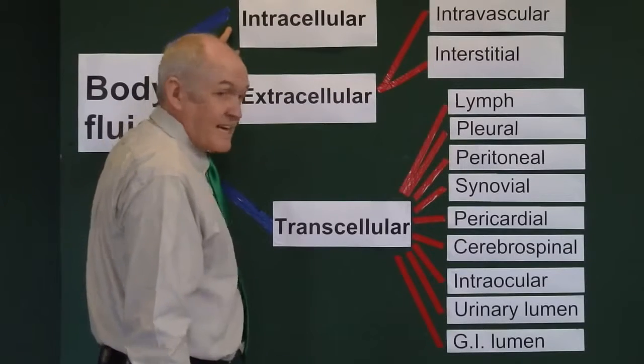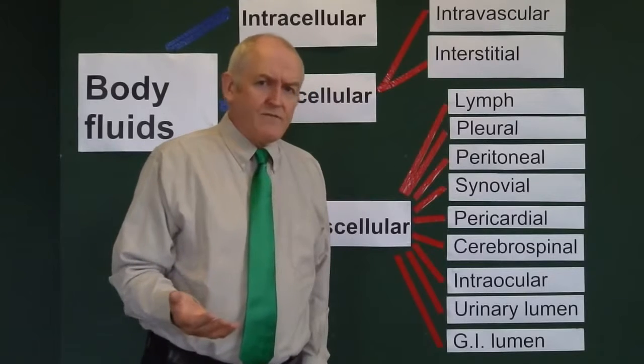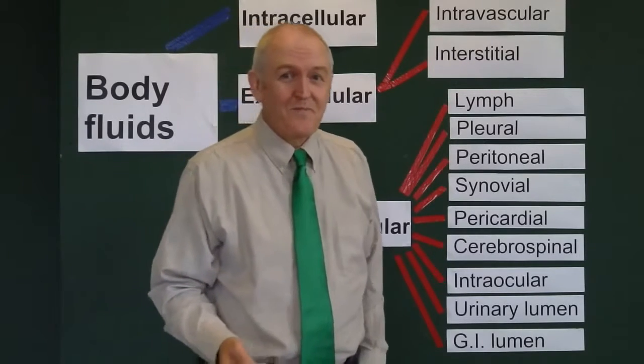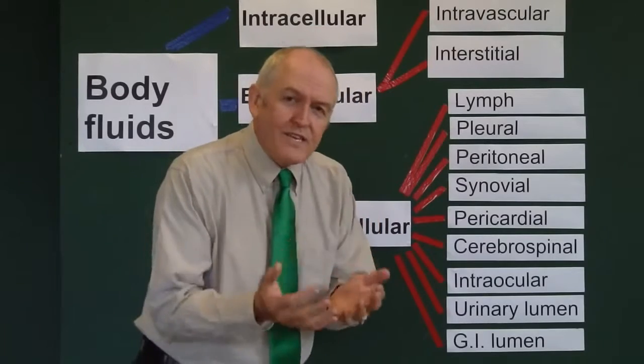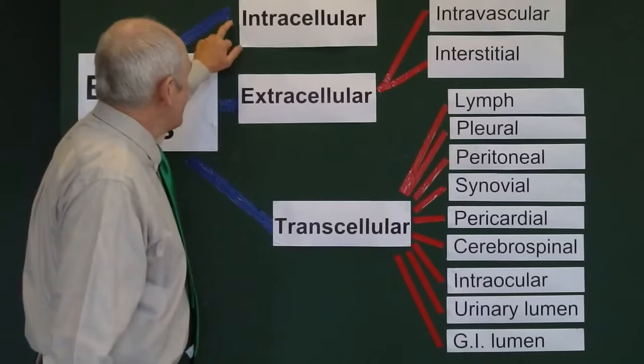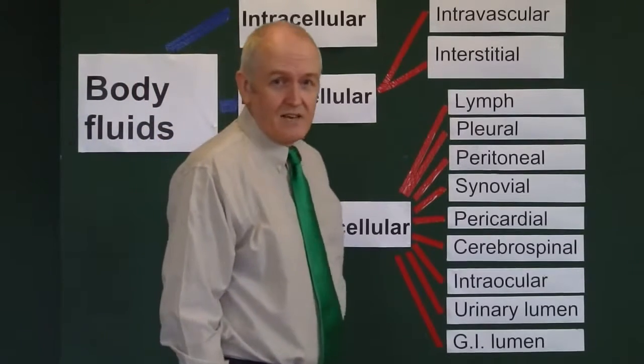So the intracellular compartment, not one compartment at all, it's actually about 75 trillion compartments, or however many cells there are in an adult body. But that water is contained within the body cells. It's intracellular, and we'll say 28 litres of intracellular fluid.